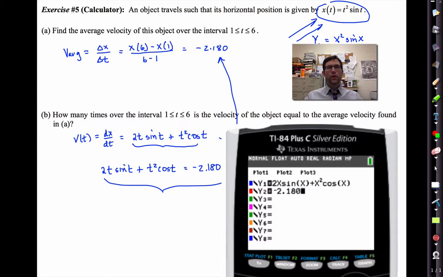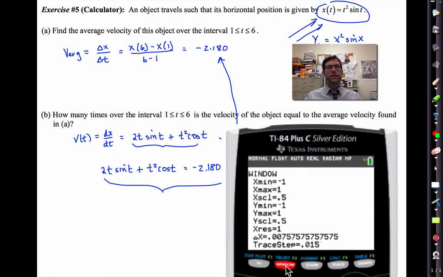All right, let's go into our window and think about how we need to set this. The beautiful thing is that the problem has actually given us the window. We want to set x min to be 1 and x max to be 6. We don't want any other values than that, because if we open it up farther, we very well may see intersection points that shouldn't count. So x min is going to be 1. X max is going to be 6. Change anything else you need to.